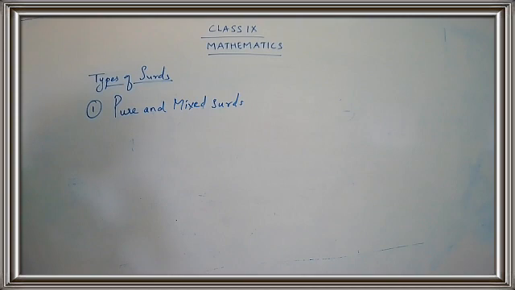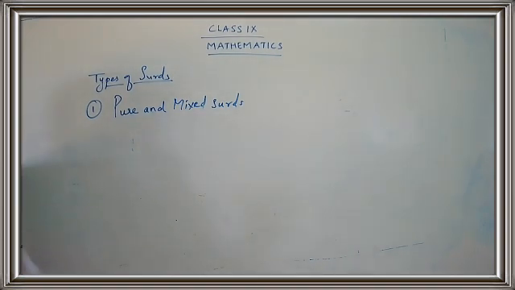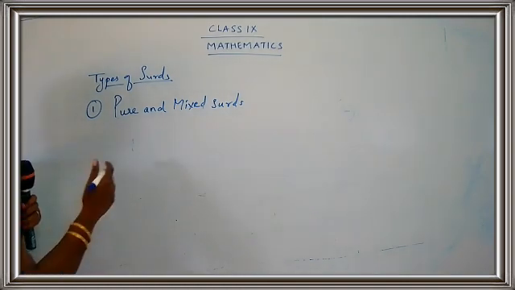A surd is called a pure surd if its coefficient in its simplest form is 1. What is the definition for pure surd? A surd is called a pure surd if its coefficient in its simplest form is 1. So you have to see the coefficient. I'll just give you an example, because if you just go by the statement, you will not be able to understand what a pure surd is. I'll give you an example.